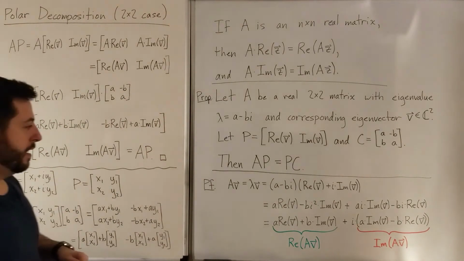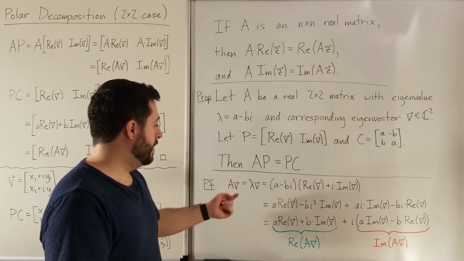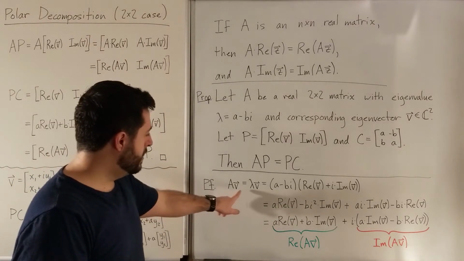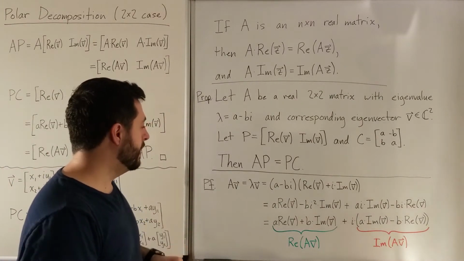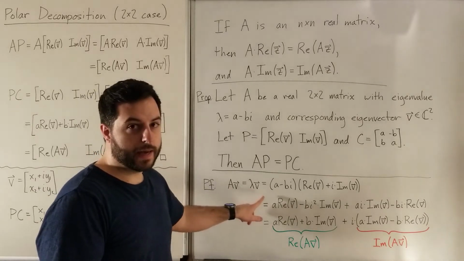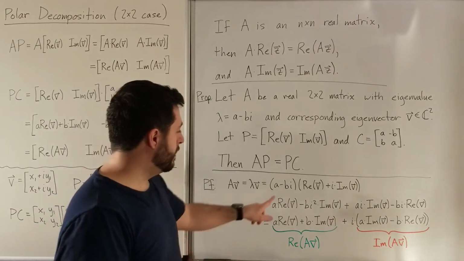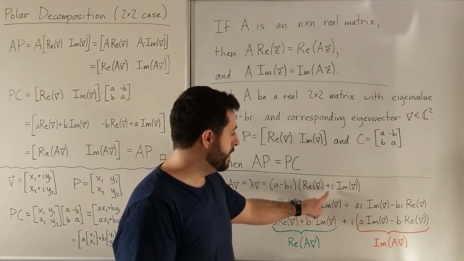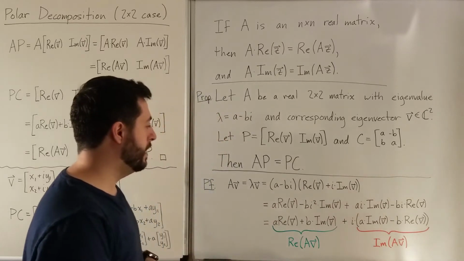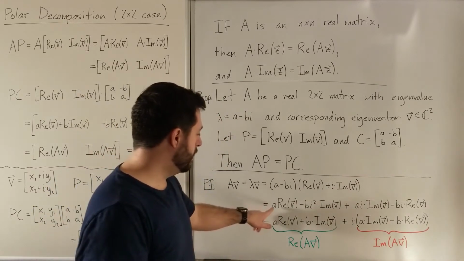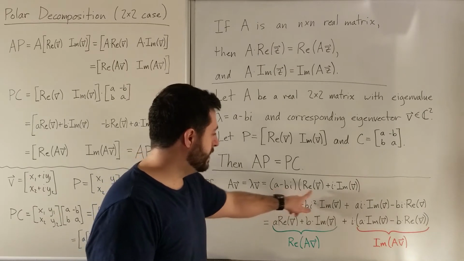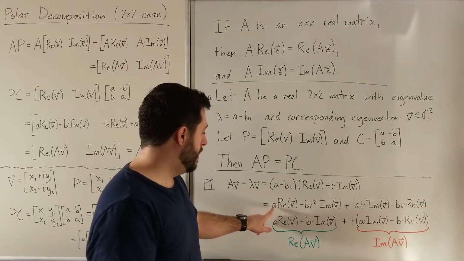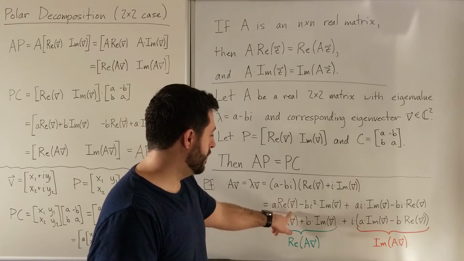To start out with, I'm just going to multiply A times v, and then we'll simplify this. So because v is an eigenvector with eigenvalue lambda, A times v is going to be equal to lambda times v. And lambda is a minus bi. And v can be written as the real part of v plus i times the imaginary part of v. And we're now going to look at what happens when we distribute this out. So we have a difference times a sum, and so this is going to be the first two things, a times the real part of v.